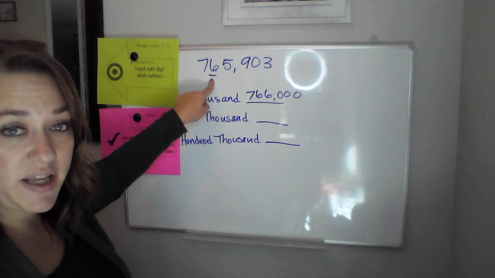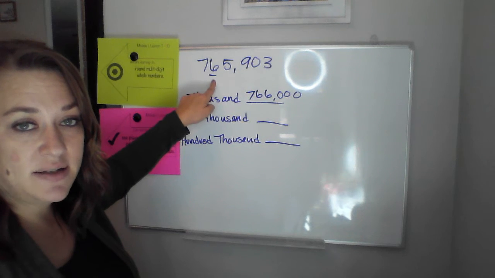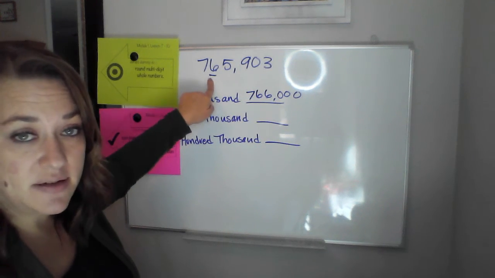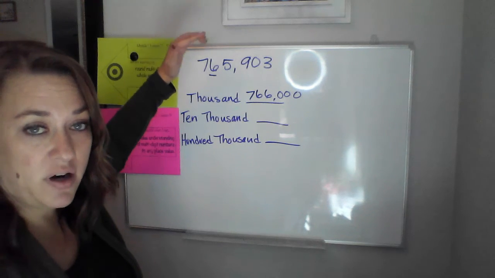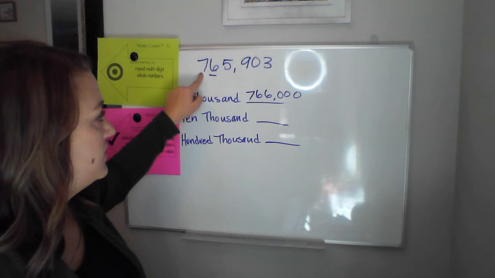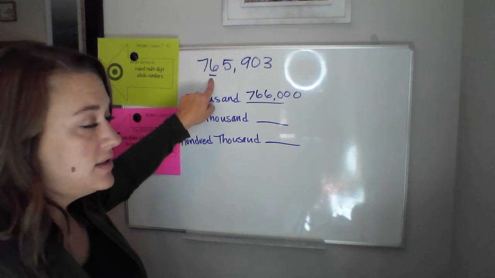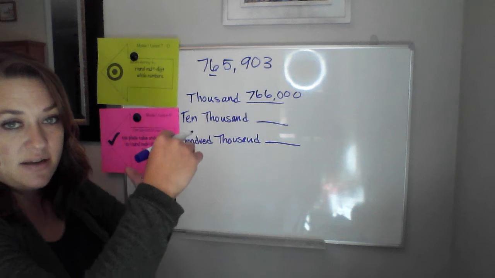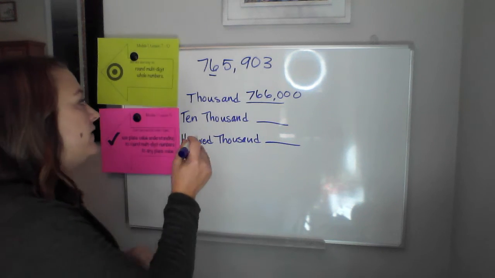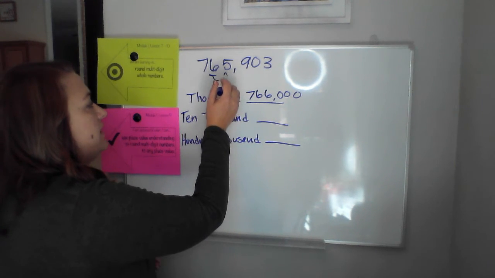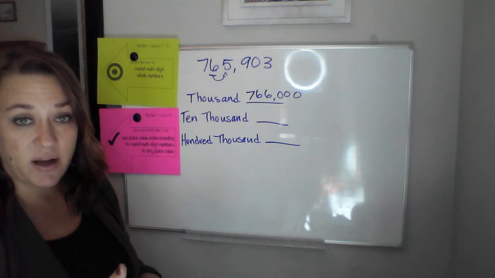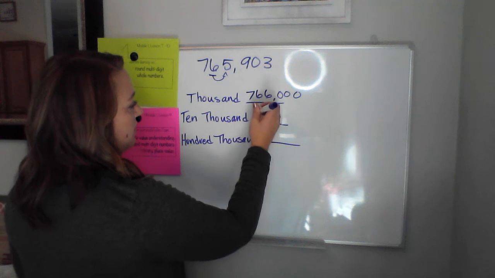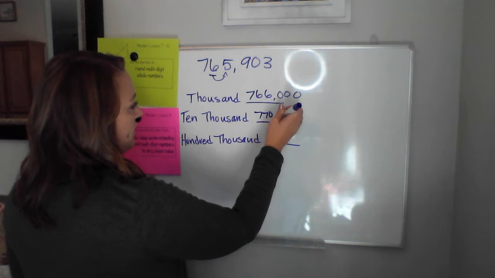Here's our 10,000s place. My low end is going to be 760,000. High point would be one more. So this would turn to a 7. So it would be 770,000. So our low point 760, high point 770. When I look to the right, I see the 5, which means I need to round up. So our nearest 10,000 would be 770,000.